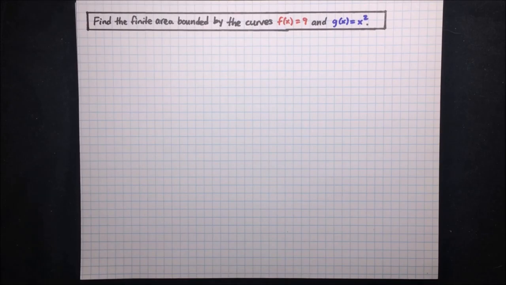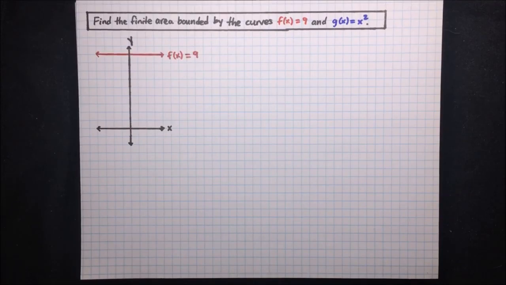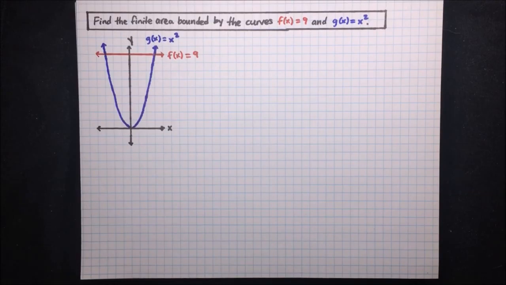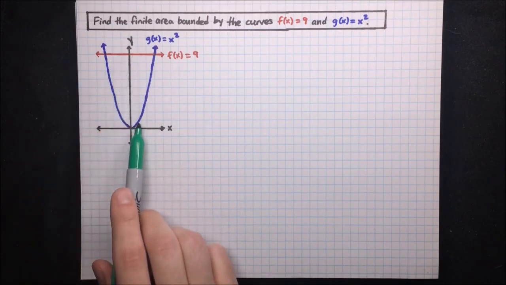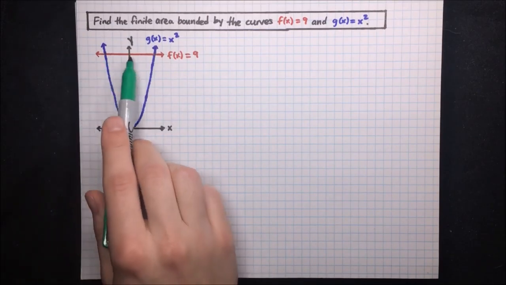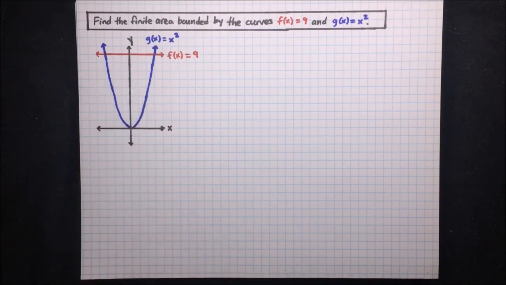So we'll go ahead and set up a set of axes, and we'll graph both of these functions. First of all, f of x equals 9. That's just a horizontal line straight across the y-intercept of 9. And then the function g of x equals x squared makes a parabola. And we want to find the finite area bounded by these two curves. In other words, it's like these two curves form walls around some room in the coordinate plane. This is the room here, and that's what we want to find the area of.